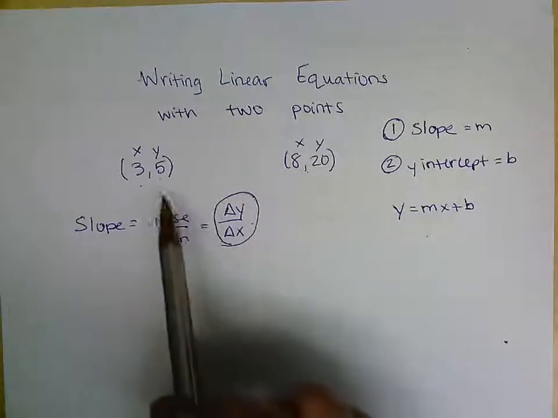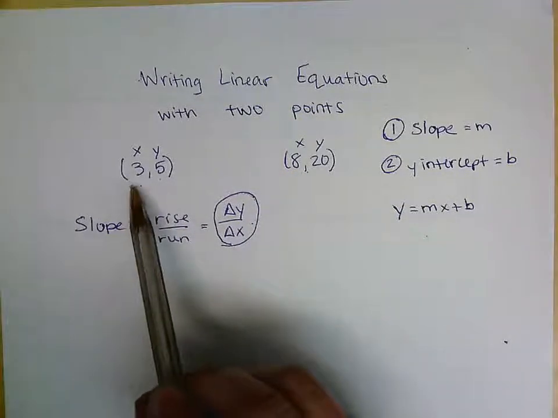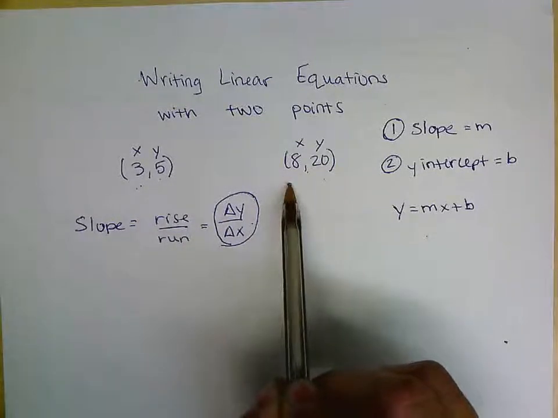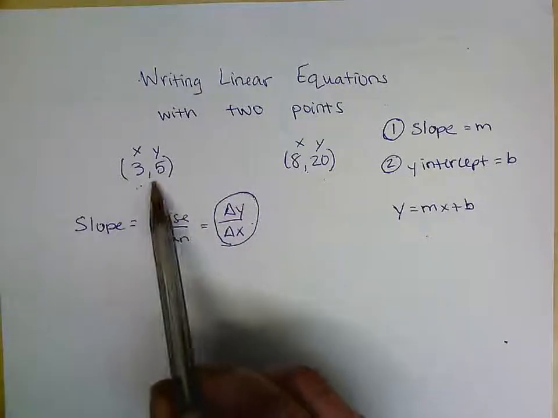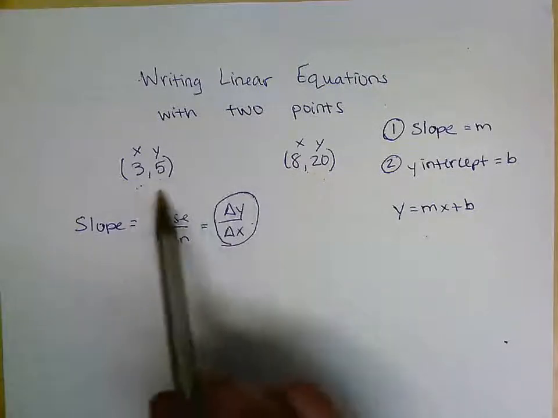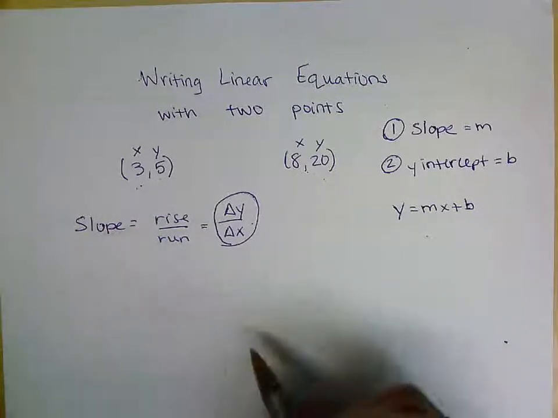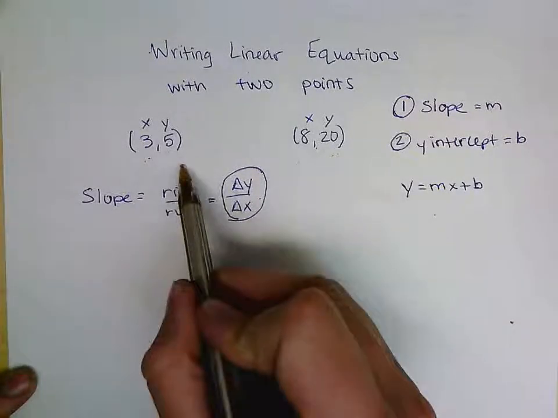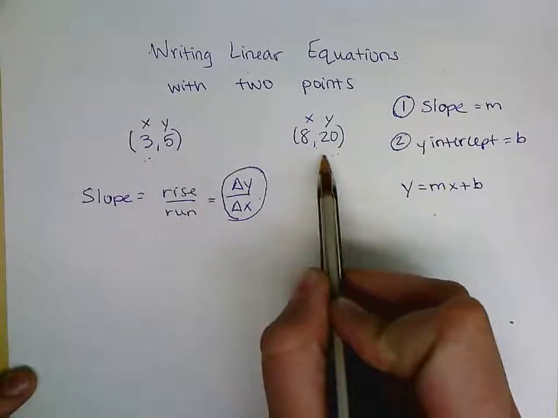So it's really important that if we're going from point A to point B, we do that in the same direction for both the y and the x. We can choose if we want to use A and go to B, or if we want to start at B and go to A. So for this one, I'm going to go from B to A because I have larger numbers over here.